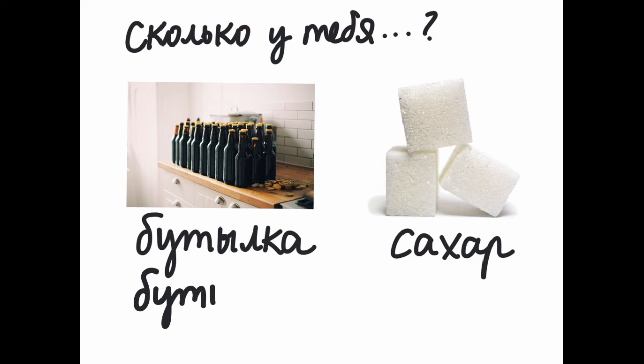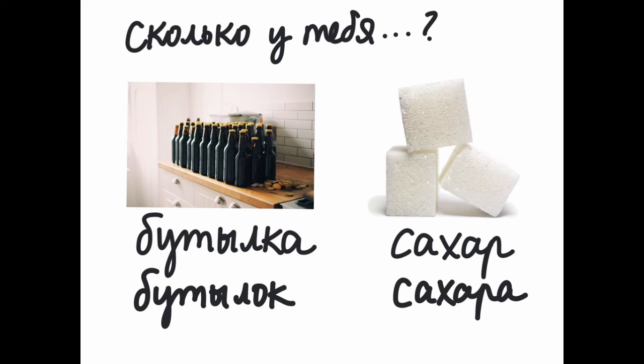Сколько у тебя бутылок? Сколько у тебя сахара? There's a difference between these two things. We consider bottles to be countable. And so when we say, how many bottles do you have? We use the genitive plural, бутылок. But we consider sugar to be a mass noun, something that we can't really count. And so when we are talking about how much, we'll use the genitive singular. How much sugar do you have? Сколько у тебя сахара? It's similar in English. We wouldn't say, how many sugars do you have? While we would say, how many bottles do you have?